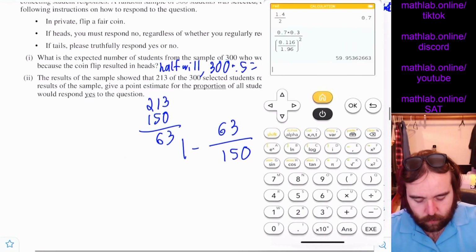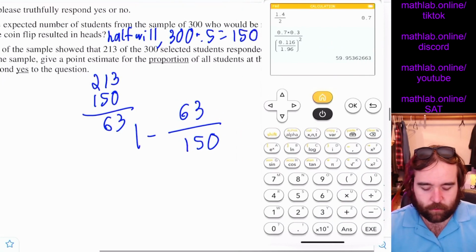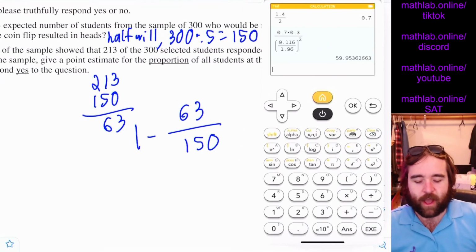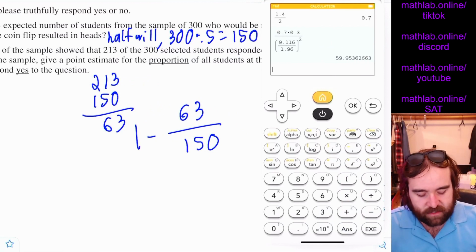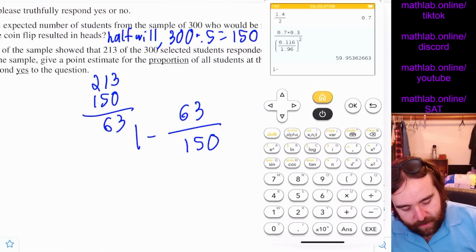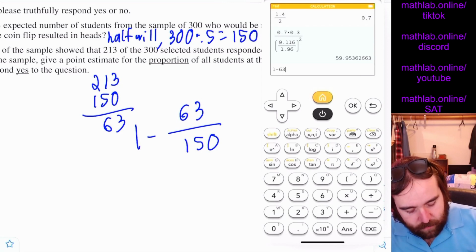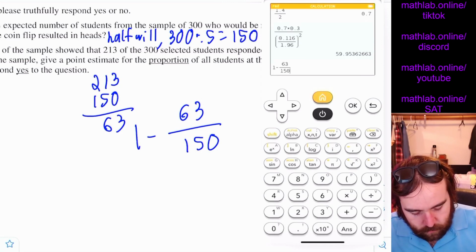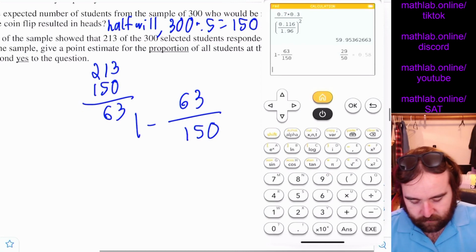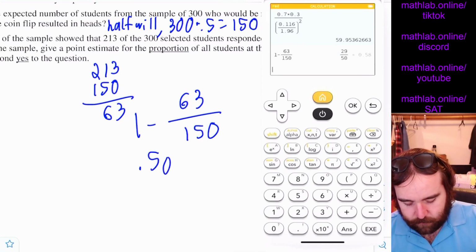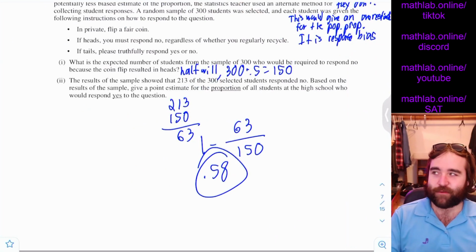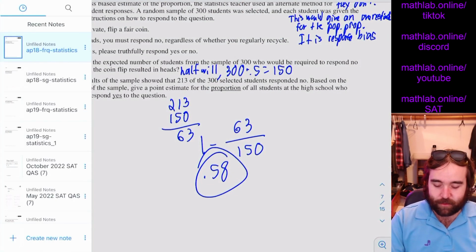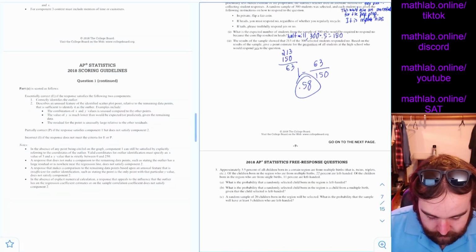Right? So 213 said they don't recycle. We take away the 150 who had to say they don't recycle. That means there were 63 left that don't recycle. So we'll do 1 minus that proportion to get the proportion that do recycle. 58%. 0.58. A lot lower than the 0.7 she got before. Rough. Rough for her. For them, I should say. Okay.